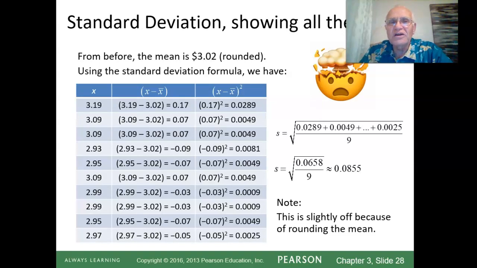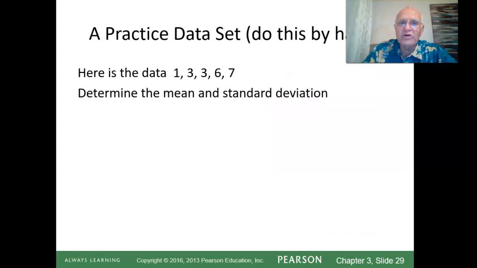So when all is said and done, remember we said it was about 0.085 and we would round it to 9 cents in our previous example. That's what we got here, and this shows the calculations that you would go through. Now, you're not going to have to memorize that formula. What you need to know is its interpretation, and we'll be talking about that as we go forward here.